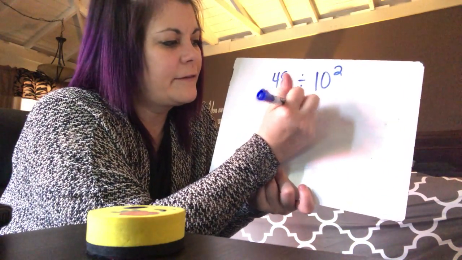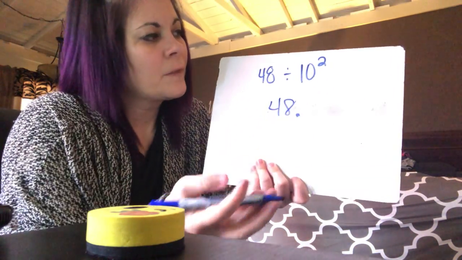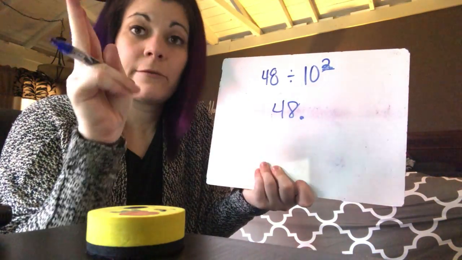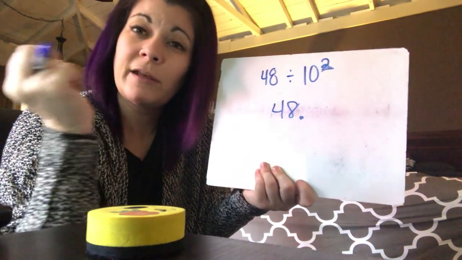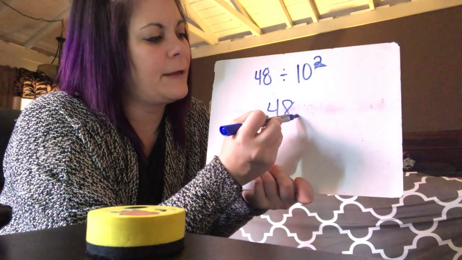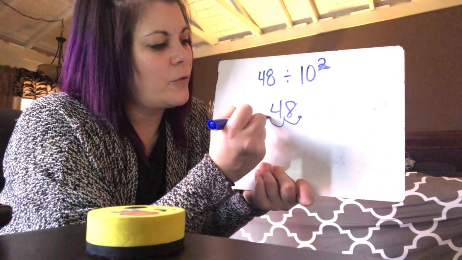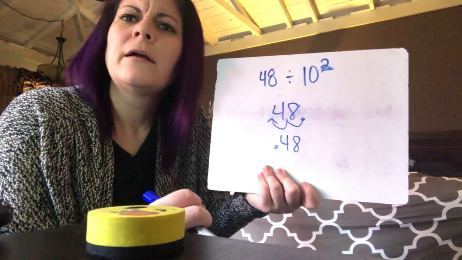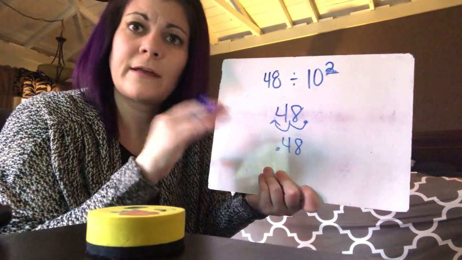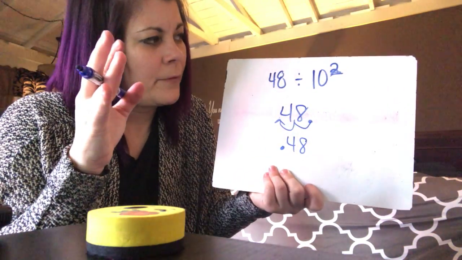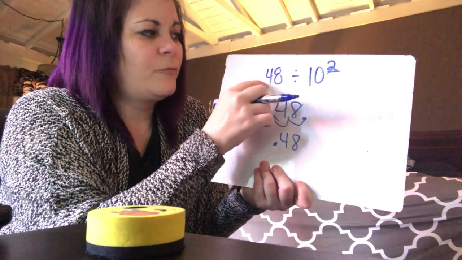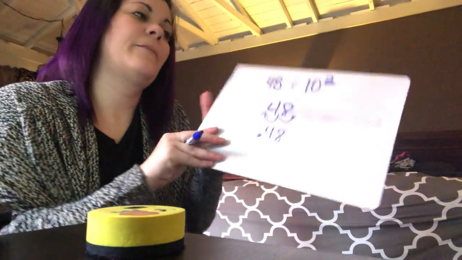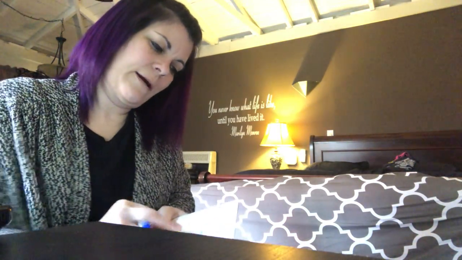So 48, the decimal's here, and we want to divide by 10 to the second, which means we move it twice. But we're moving it to the left this time because we're dividing. 1, 2. So it'd be 0.48. And you asked me, why is the decimal there? Well, when you can't see it in a number, the decimal's at the end of the number. Okay? So 48 divided by 100 is 0.48, or 48 divided by 10 squared.